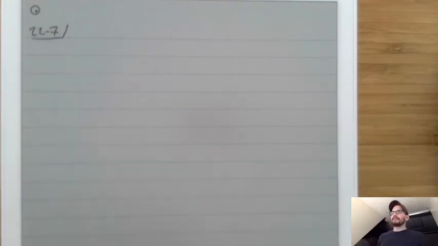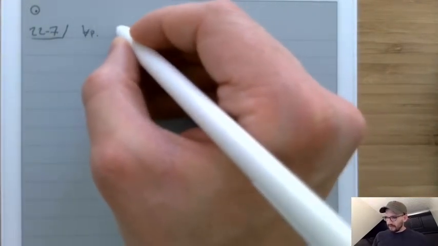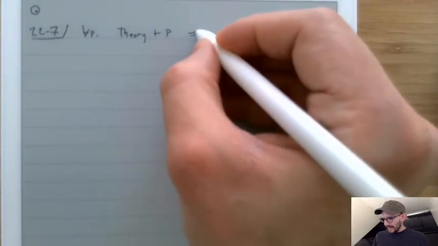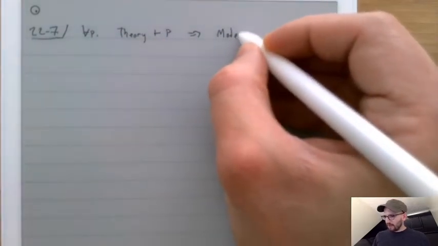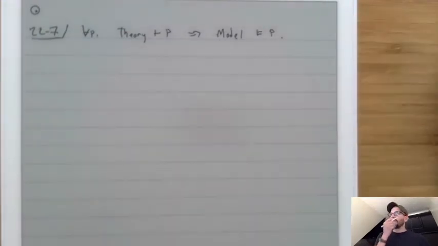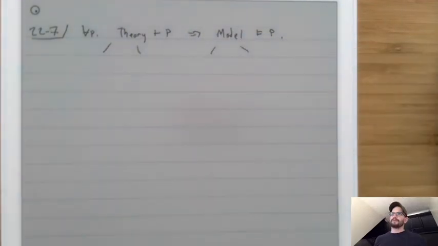Recall that we're going to make something sound. So to make something sound, we're saying that for all P, when the theory says P, that implies that the model exhibits P. Okay? What is the theory and what is the model?